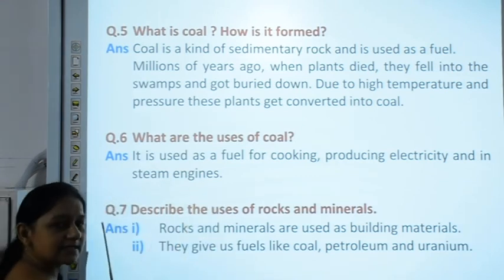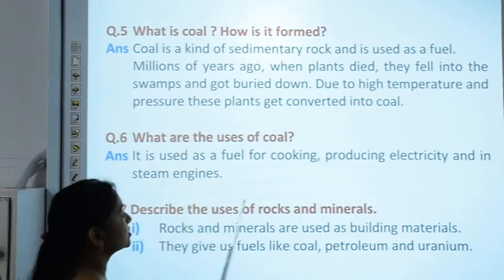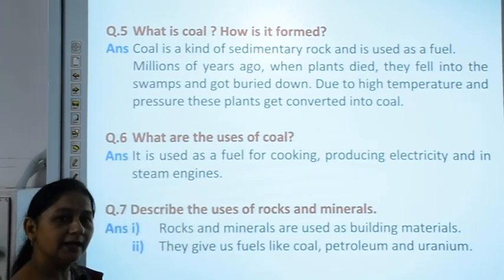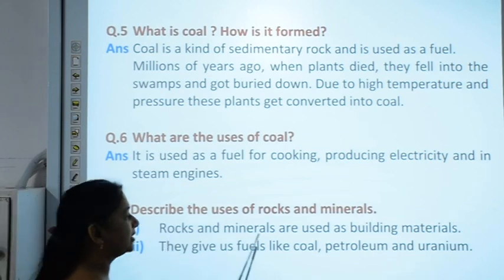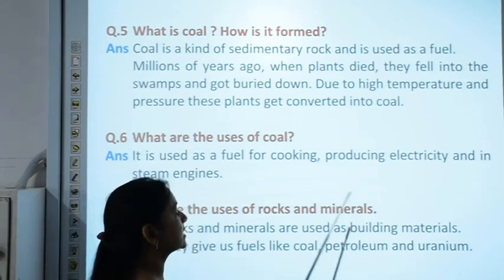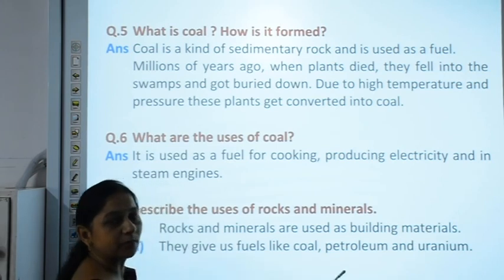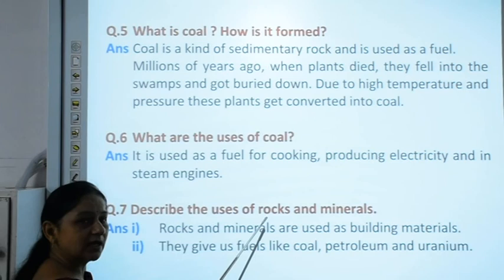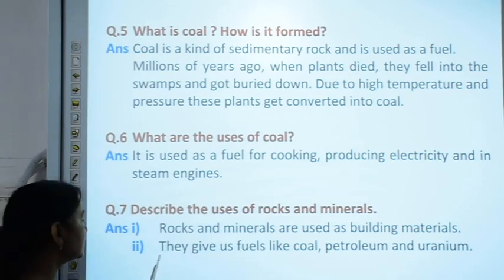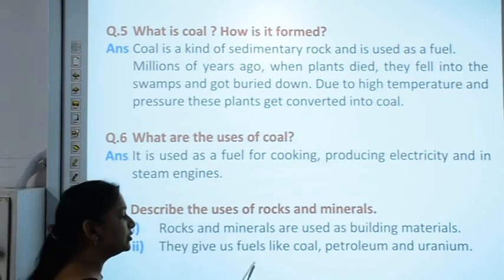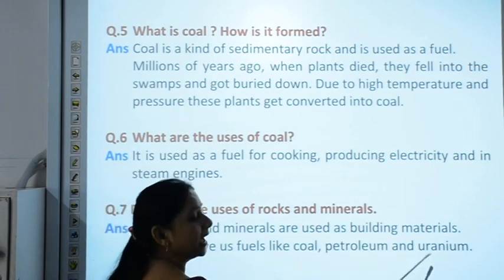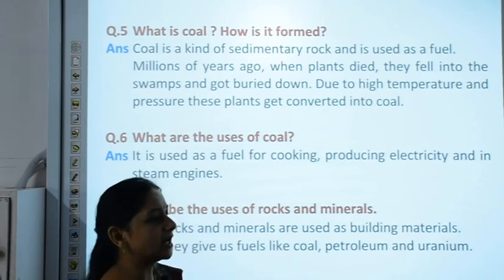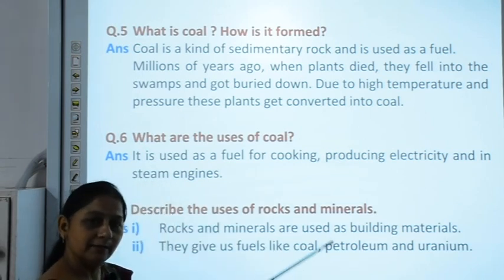Now, the last question is, describe the uses of rocks and minerals. What is the use of rocks and minerals? Now, these rocks and minerals are mostly used as building materials for buildings and road construction. And the second one is, they give us fuels like coal, petroleum and uranium. Fuels like coal, petroleum, kerosene, all these are obtained from rocks and minerals.